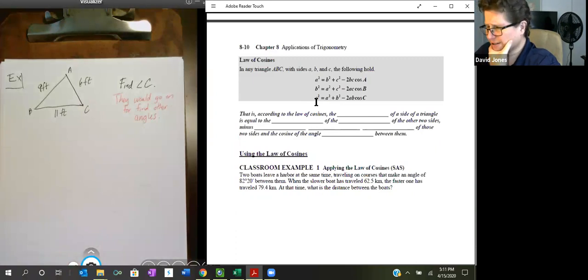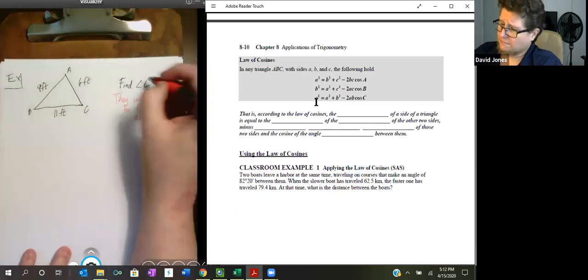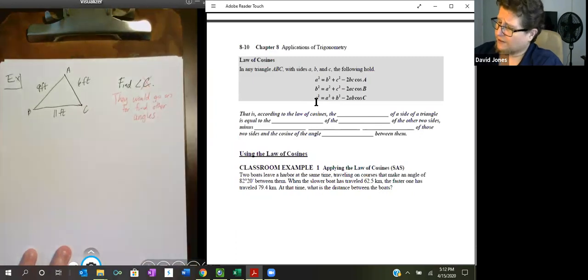Should we find angle C though? Should we? No, that's a bad idea. Why is finding angle C a bad idea? I told you you should go with the largest side. Let's find angle A.